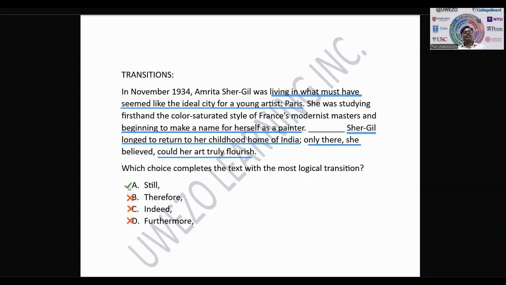In November 1934, Amrita Shergil was living in what must have seemed like the ideal city for a young artist, Paris. She was studying firsthand the color saturated styles of France's modernist masters and beginning to make a name for herself as a painter. Still, Shergil longed to return to her childhood home of India. Only there she believed could her art truly flourish. So, still gives you the correct contrast between these two ideas.